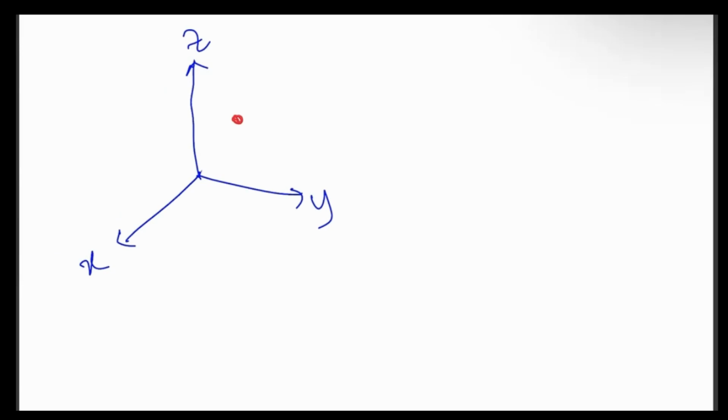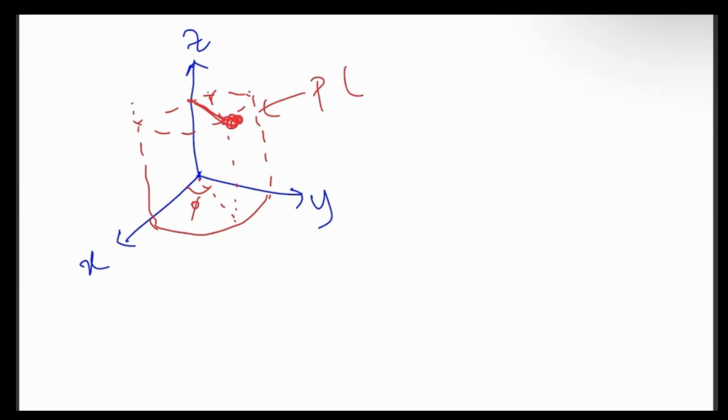Point P, this is our R. This is angle phi. First we plot a quarter cylinder. This is our R, this is point P. The location of point P is R, phi, and Z when we use cylindrical coordinates. If we use Cartesian coordinates, X, Y, and Z.